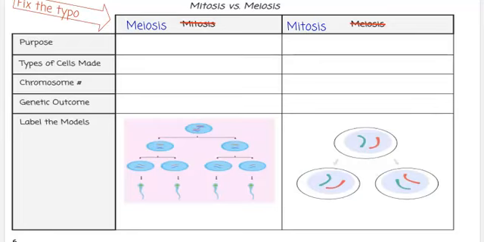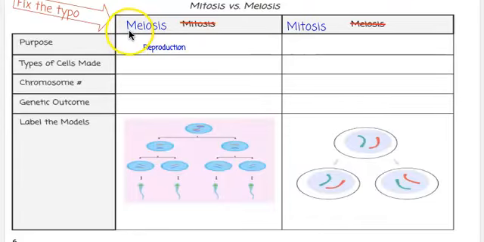So let's talk about two big processes. The first process we're going to talk about is meiosis. But please make sure that you fix the typo that you see over here. Let's begin by talking about the purpose of each process.